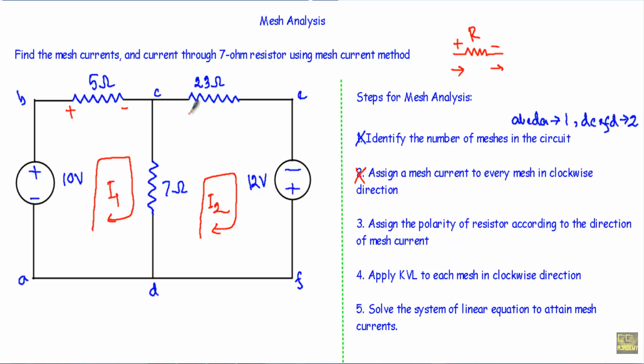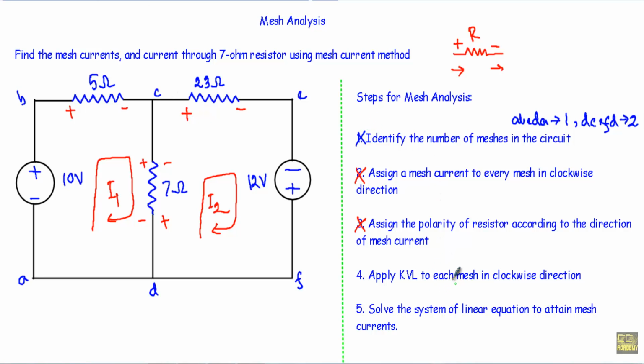In case of this 23 ohm, this terminal should be positive and this terminal should be negative, because this loop current will be flowing from this direction and leave this 23 ohm resistance in this direction. Now you will see this 7 ohm resistance will be placed between loop 1 or mesh 1 and mesh 2. Therefore I have to indicate the polarity of this 7 ohm resistor in both sides. See, I1 will be entering from this direction and leaving the 7 ohm in this direction, so this terminal should be positive and this terminal should be negative. And I2 will be entering from this direction and leaving from this direction, so this terminal should be negative and this terminal should be positive. So I am done with our step number 3.